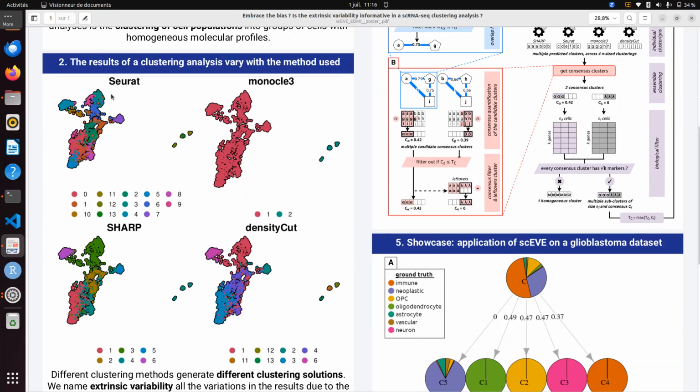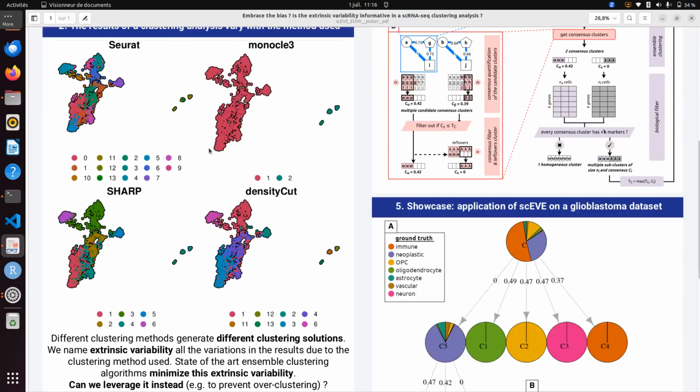And here I show you an example on a single dataset of single-cell RNA-seq with 4 different methods. Each point is a cell, and the color corresponds to the cluster predicted for the cell, the group predicted for the cell. And you can see that the 4 methods have different predictions. So we have a lot of methods and they don't predict the same results. So that's an issue. And we will call these differences in prediction the extrinsic variability.